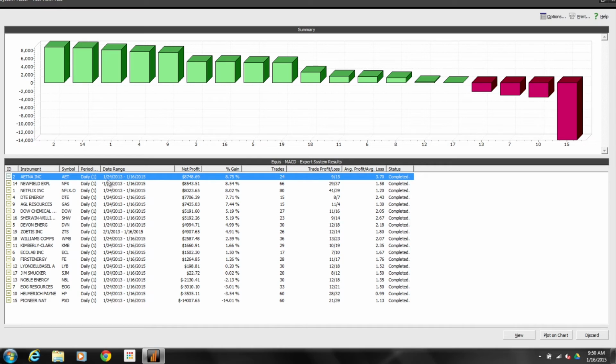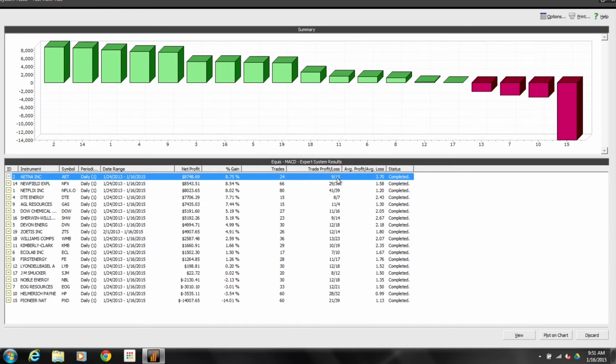So let's just look at Aetna here as an example. I had a net profit over that time of $8,748 or 8.75%. I had 24 trades, and we did over 500 records. So it's about 2 years, 24 trades over 2 years. I had 9 winning trades, 15 losing trades. Well, it's my best performing system, but I had more losing trades.